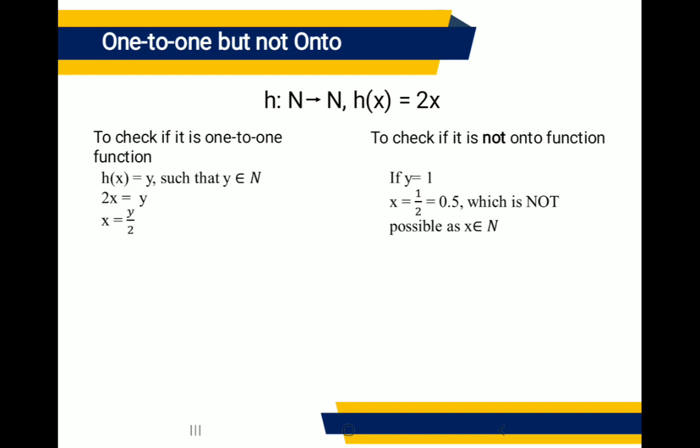Next, to check if it is not onto function. If y is equal to 1, we will change the y into 1. So it will become x is equal to 1/2 or 0.5, which is not possible as x is an element of natural numbers. So 1/2 or 0.5 is not an element of natural numbers. It is a rational number. So it is not satisfied that it is onto. So we conclude that it is not onto. So it is one-to-one but not onto.